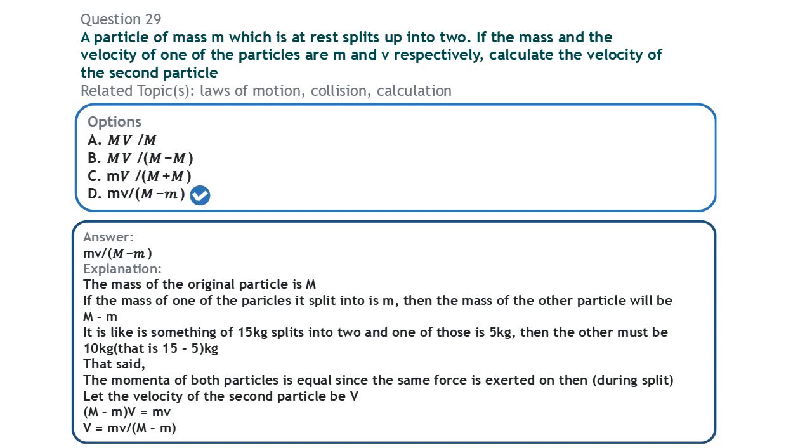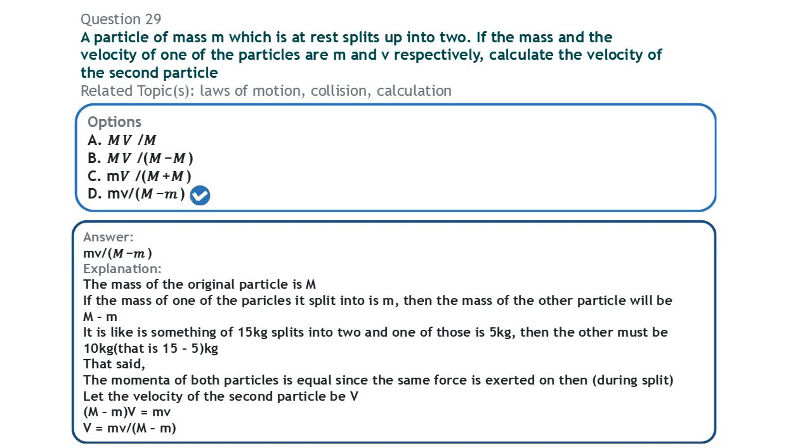That means that the momentum is mass times velocity. They said the velocity of one of the particles is v. Let us represent the velocity of the other particle, the second particle, as capital V. So the momentum of that other particle is going to be its mass. Let me not say big, because there's nothing to suggest that the particle is bigger than the other one.